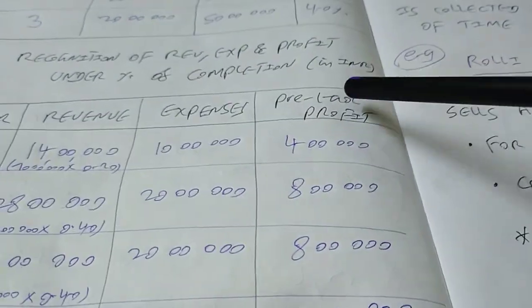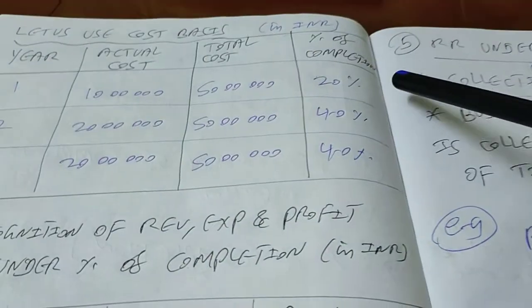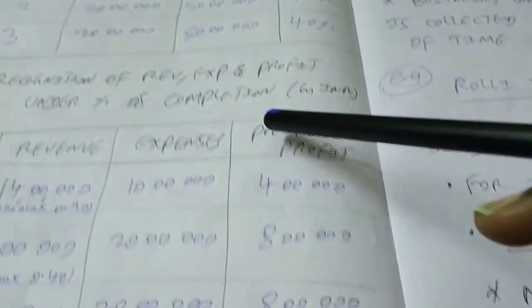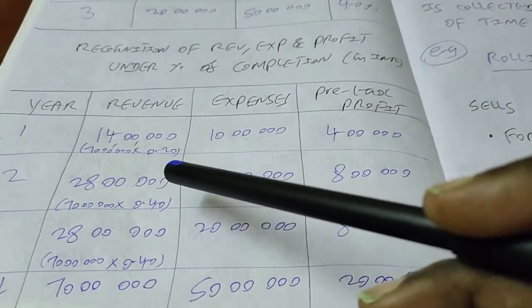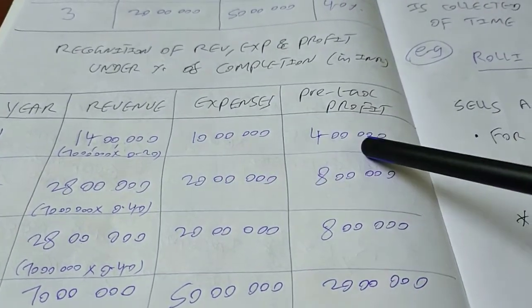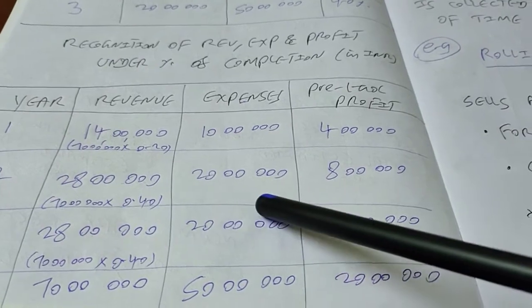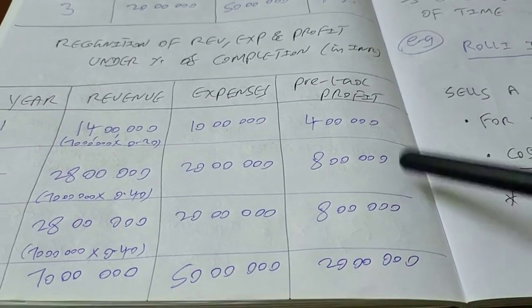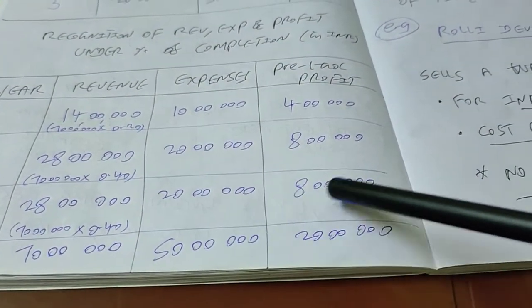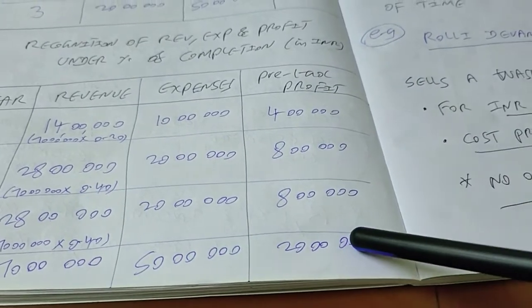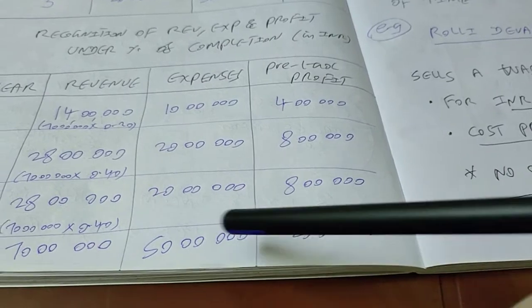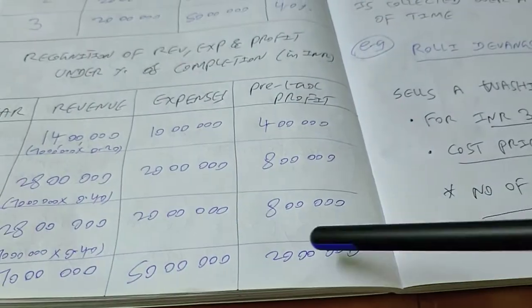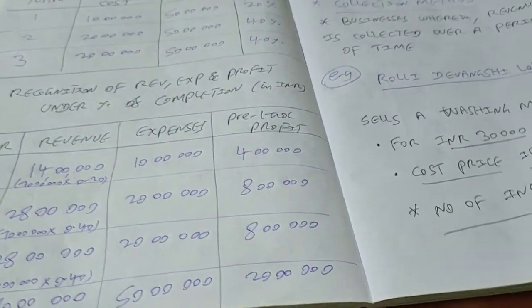Now go for expenses. Expenses are actual expenses, so 10 lakhs, 20 lakhs and 20 lakhs. So what is your pre-tax profit? 14 minus 10 for year 1, 4 lakhs. 28 minus 20 for year 2, 8 lakhs. 28 minus 20 for year 3, 8 lakhs. Put the total of all the profits: 4 plus 8 plus 8, 20 lakhs. Total expenses 50 lakhs. So in essence, the total is going to be one and the same.